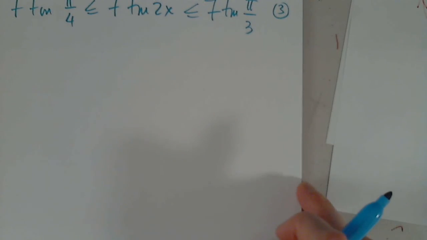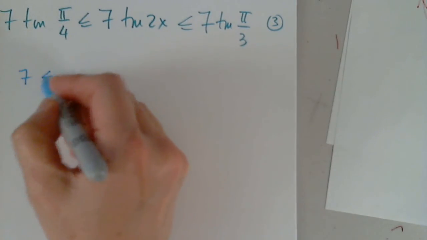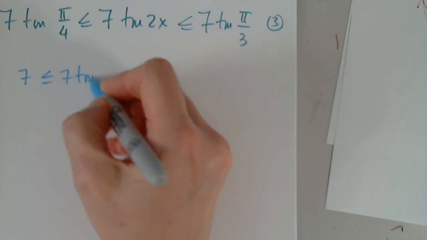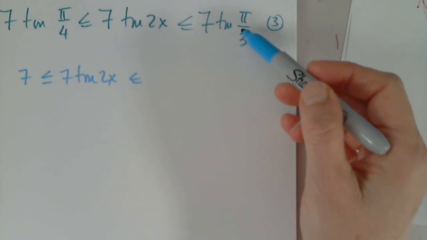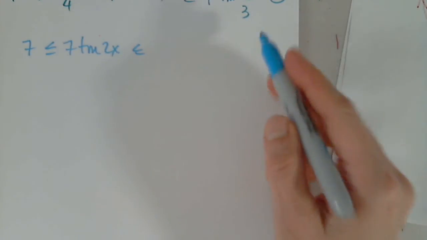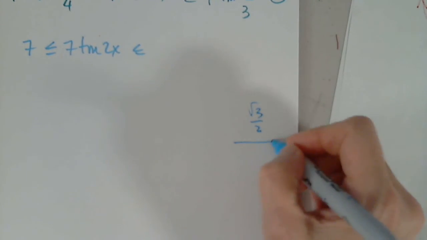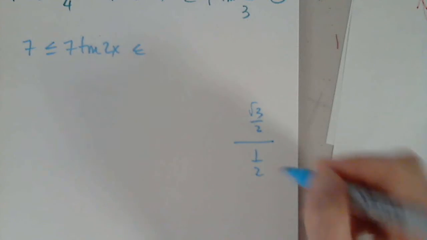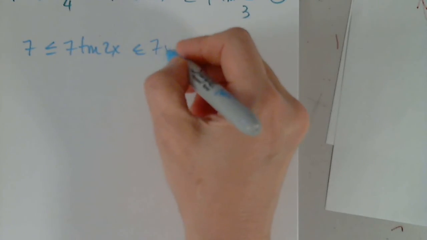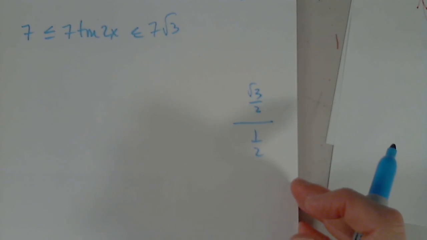Yeah, that's good. Okay, so I know the tangent of pi over 4 is 1, so this is 7. I know the tangent of pi over 3; remember this is the big angle, so sine of pi over 3 is the square root of 3 over 2, and cosine is 1/2. So when I divide those, I get 7 the square root of 3. So far so good? Yep.